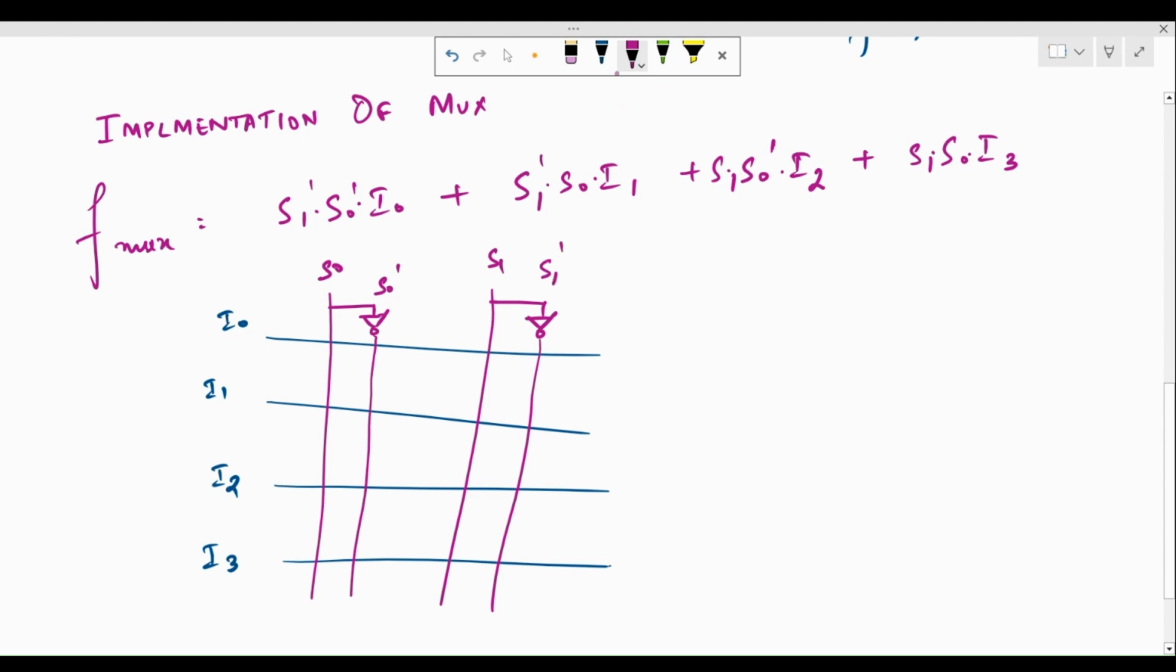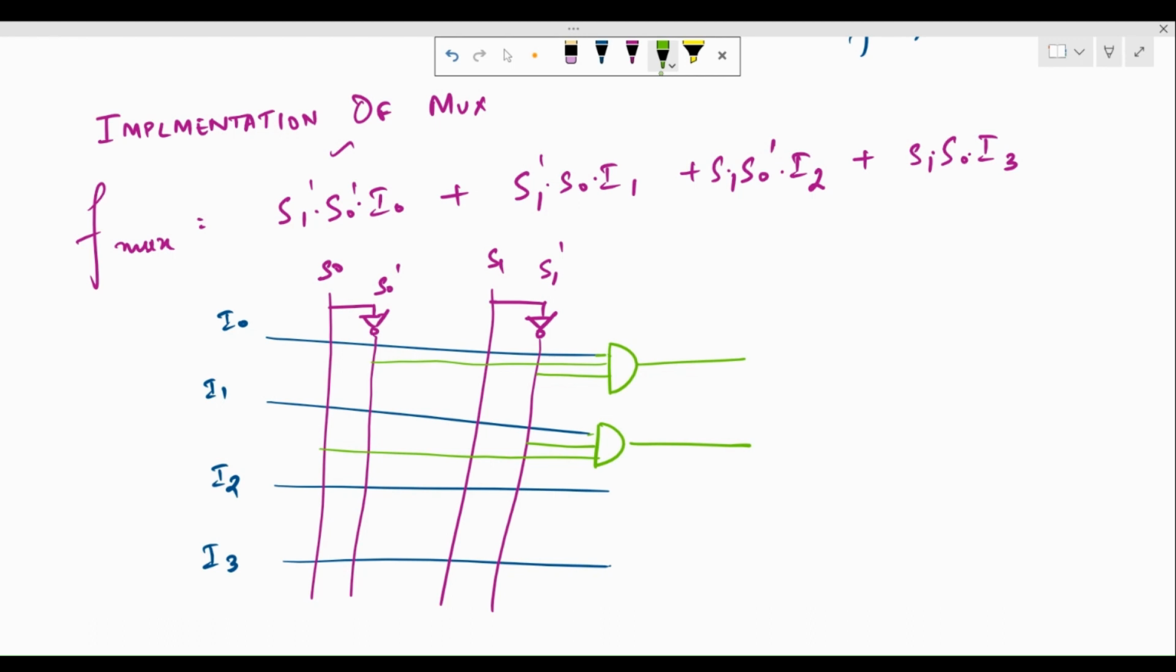S1 dash. So in order to implement this, what we can do is the first term, S1 dash, S naught dash and I naught are all ANDed together. So I can take S naught dash and S1 dash and I naught and connect a 3 input AND gate over here. So this is the first term. Similarly, S1 dash S naught is ANDed with I1. So S1 dash and S naught connected to a 3 input AND gate.